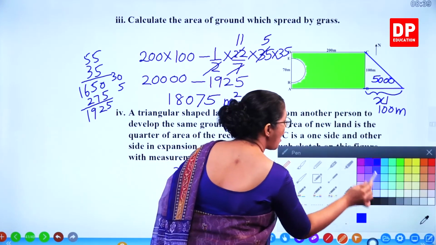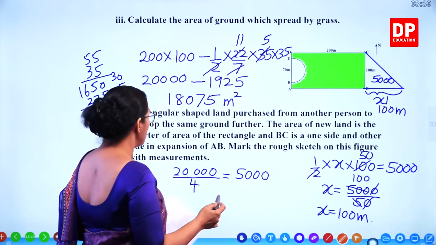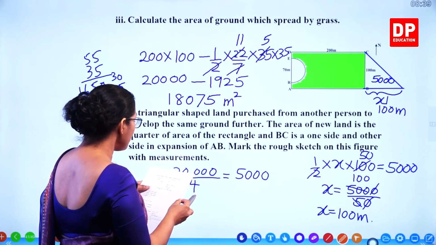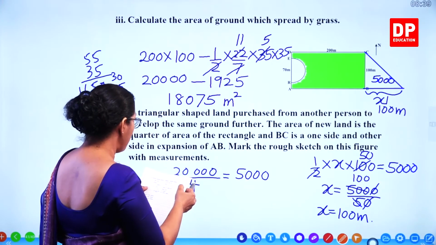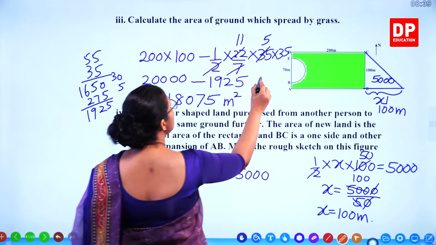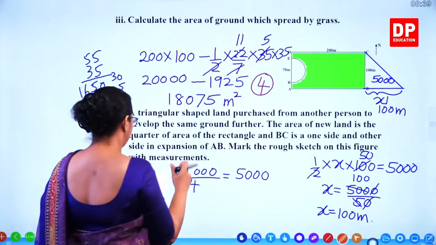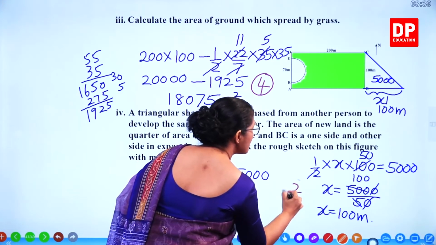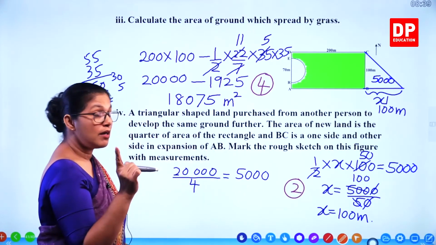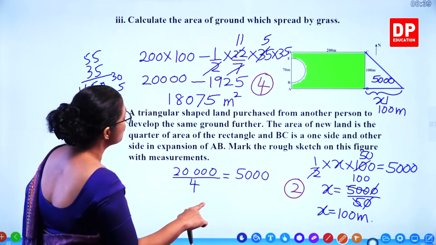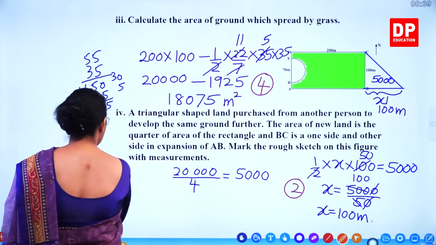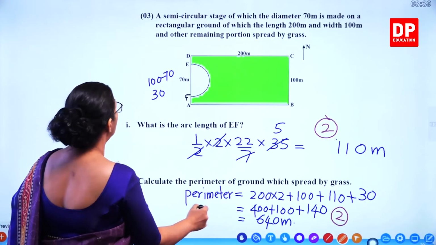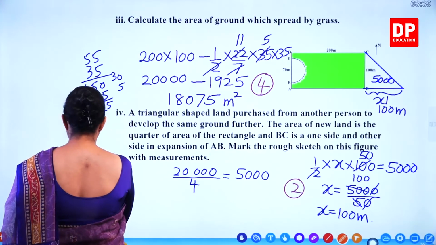So now we'll see how many marks for this step. So you are getting 2, 3, 4 marks for this step and 2 marks for this one. So we'll check whether you get 10 marks. So 6 and 4. So that's 10 marks.